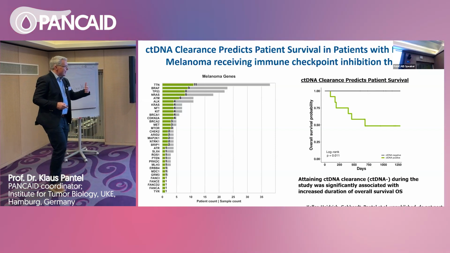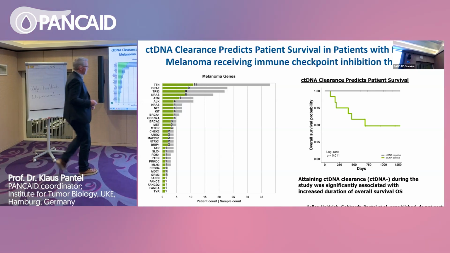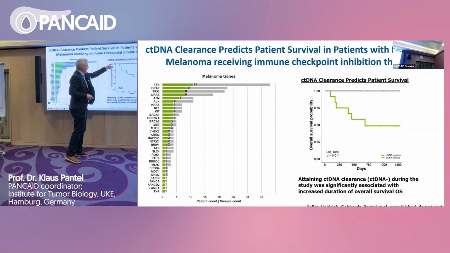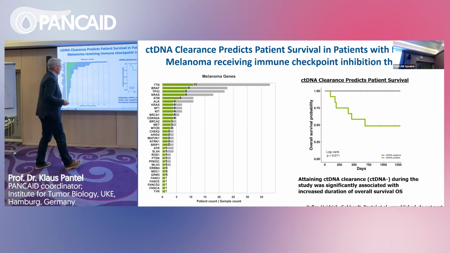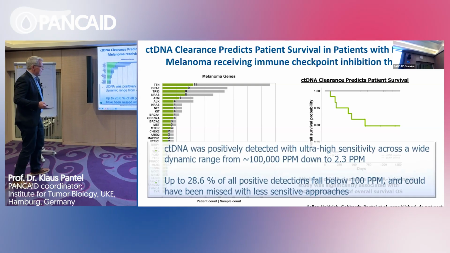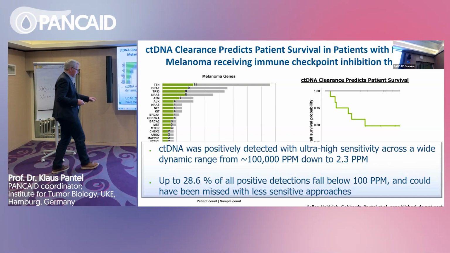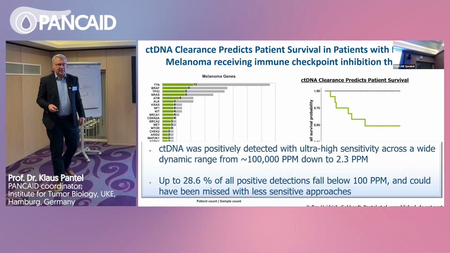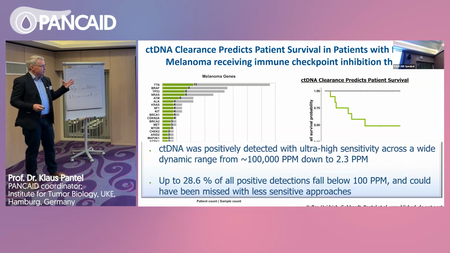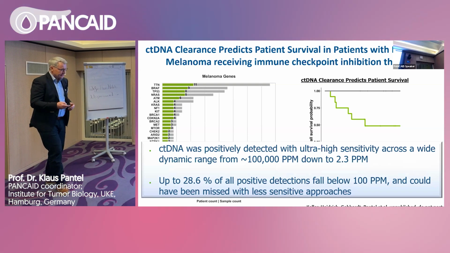If the patients were negative during monitoring, they had a much better prognosis. You know these Kaplan-Meier curves, all patients alike at the beginning of the observation. Patients that were positive died, and patients that were negative survived. But the more interesting point is that almost 30% of the patients had ctDNA levels below 100 parts per million, so very low levels. These were metastatic melanoma patients, so we're really dealing with very low concentrations.